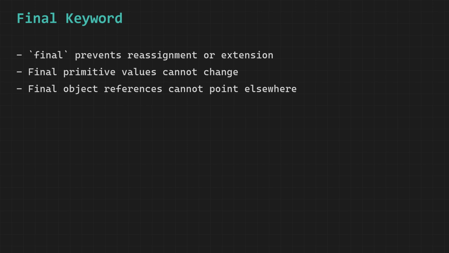For variables specifically, there's an important distinction. When final is applied to a primitive, the value itself cannot change. But when final is applied to a reference variable, such as an object, the reference, the memory address, cannot change, meaning you can't make it point to a different object, but the contents of the object itself can still be modified. This is a common source of confusion for beginners.